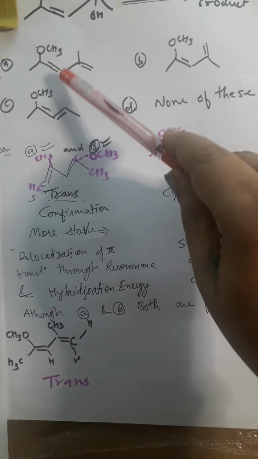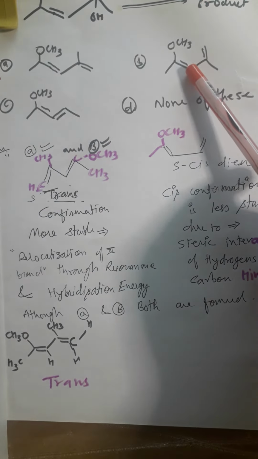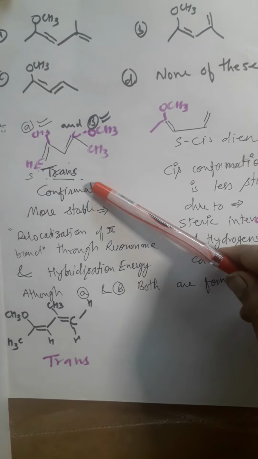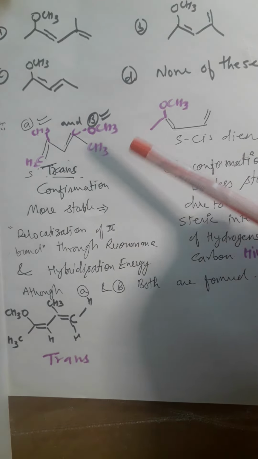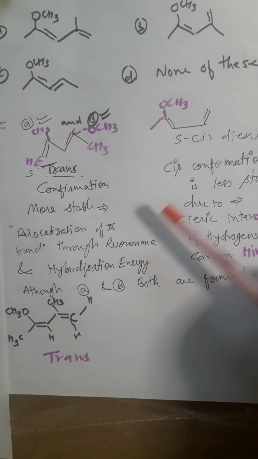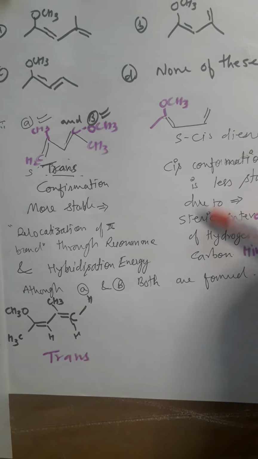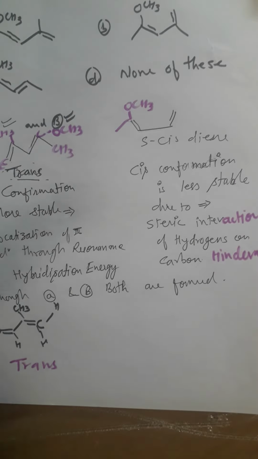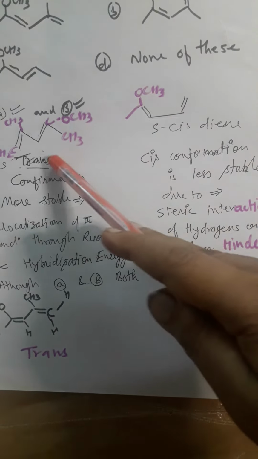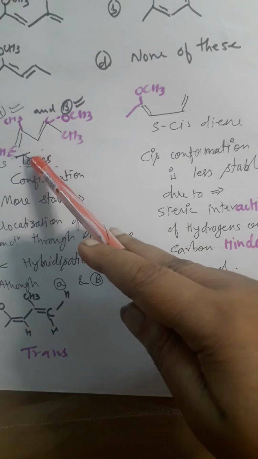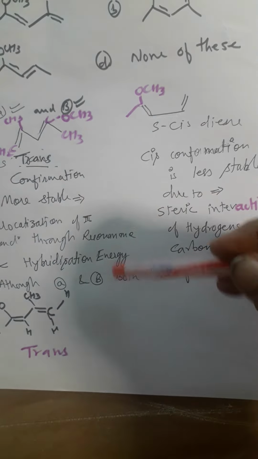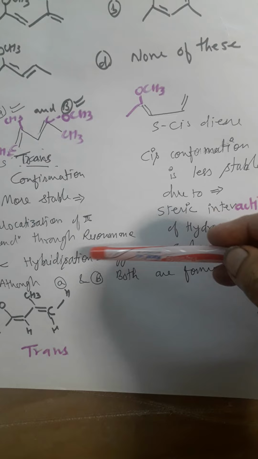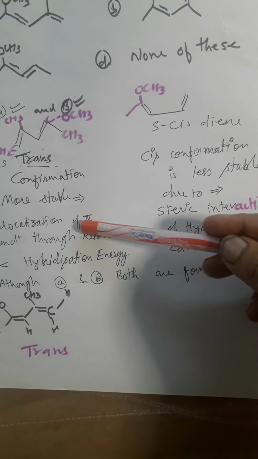And then here it can be trans or it can be cis. Anyone can occur, but we know that trans alkenes and dienes are more stable as compared to cis. Why is it so? In cis there is steric hindrance. The groups are on the same side, so there is steric hindrance. That is why in trans the groups are far away from each other, so it is more stable, and due to delocalization of pi electrons, resonance energy and hybridization energy, everything will work in trans.